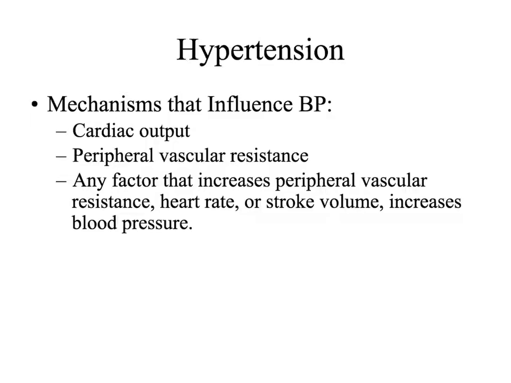Anything that increases this peripheral vascular resistance, heart rate, or stroke volume increases your blood pressure. So anything that causes a faster heart rate, anything that causes vasoconstriction, other things would be volume overload, which would affect your cardiac output. So just think about all those things that could affect your peripheral vascular resistance and your cardiac output.